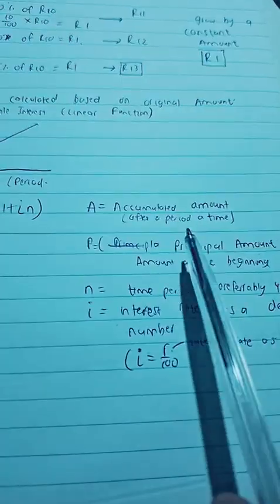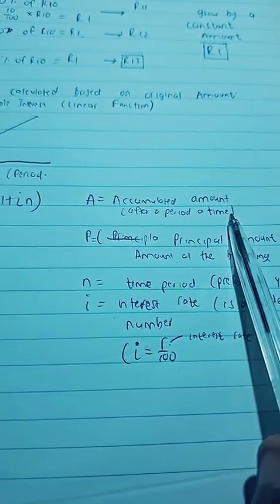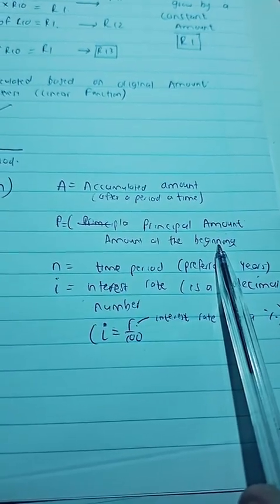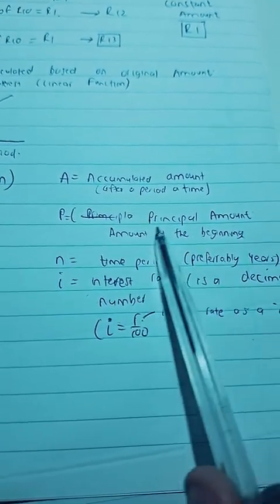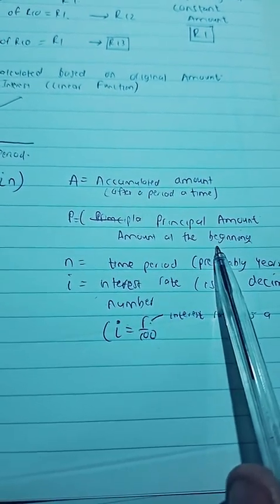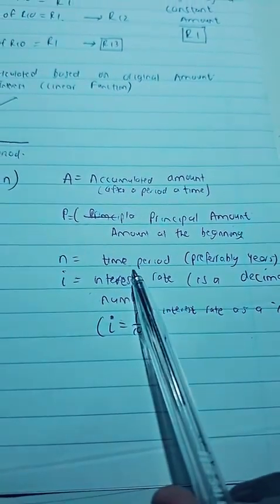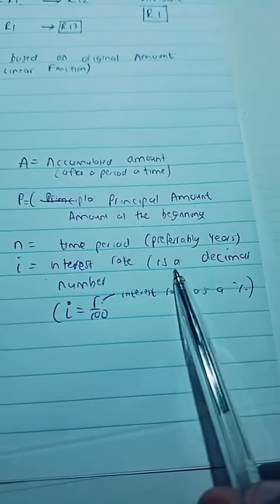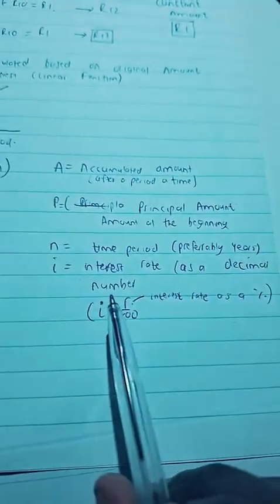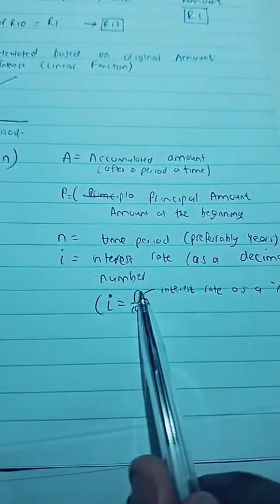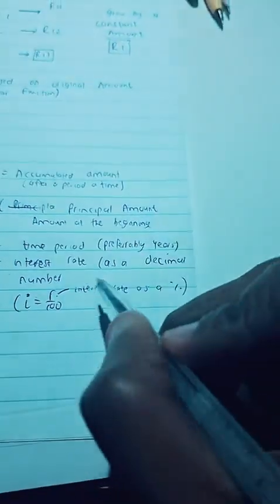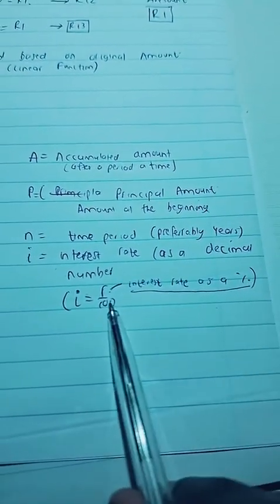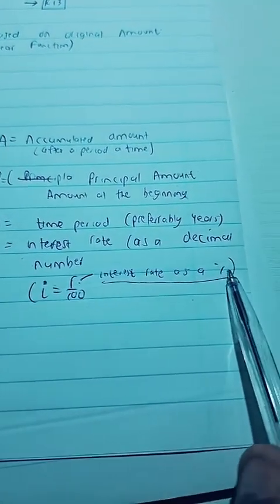Very important. So A is the accumulated amount after a period of time. P is the principal amount, the amount at the beginning. Whether it's an investment, it's the amount at the beginning of the investment. If it's a loan, it's the amount at the beginning of the loan. Then N is the time period, preferably in years, and I is the interest rate as a decimal number. So whenever we represent I, we take the percentage and divide it by 100 to get the interest rate as a decimal number. But remember, guys, the R here is the interest rate as a percent.